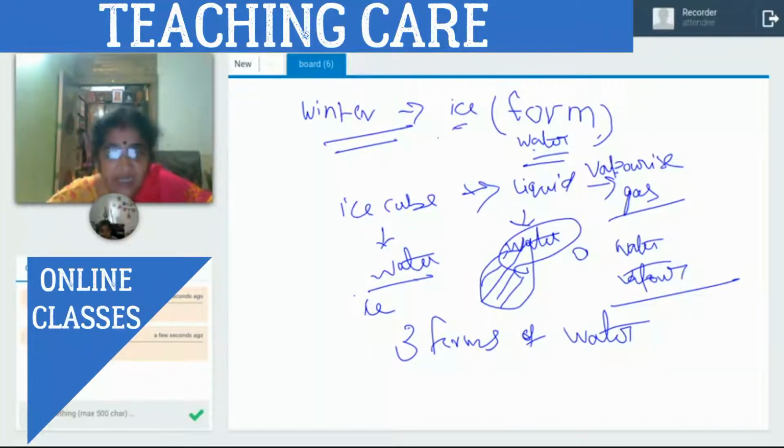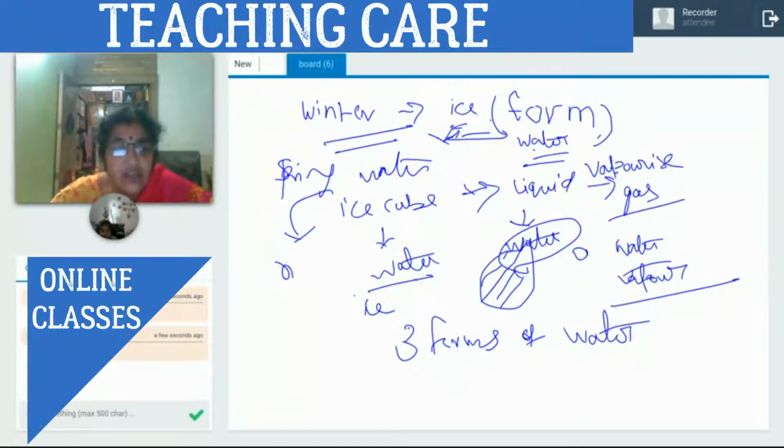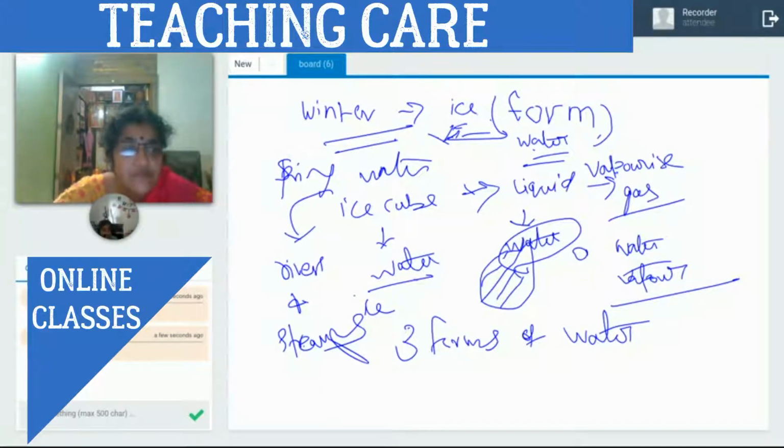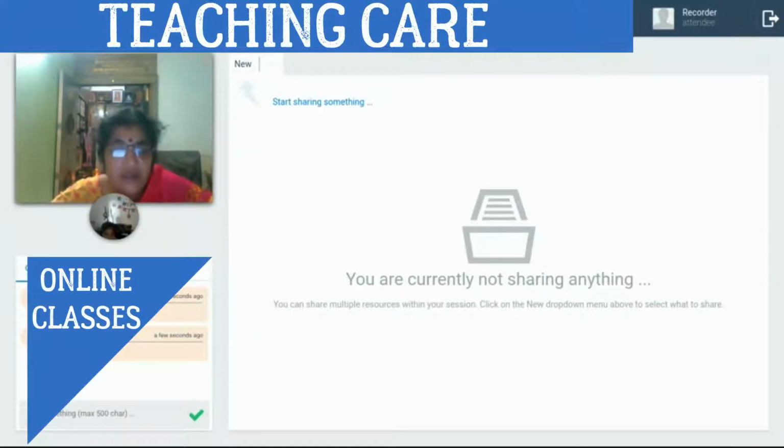Now coming to our point, in winter, it will be in ice form. So during spring season, this ice will change into water and it will flow in rivers and streams. Got it? Okay, I think by mistake I have closed the presentation. Sorry, I will bring that now. So now you are clear, there are three forms of water, right? Please wait for a minute.